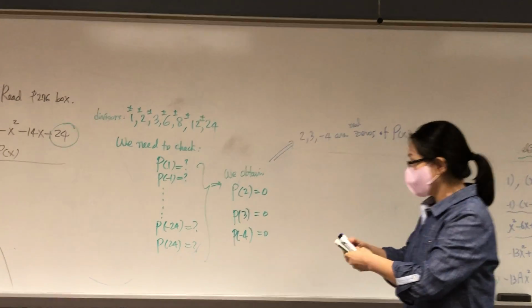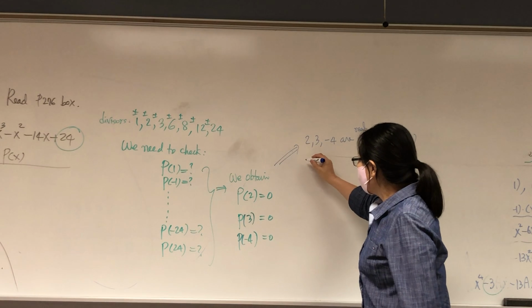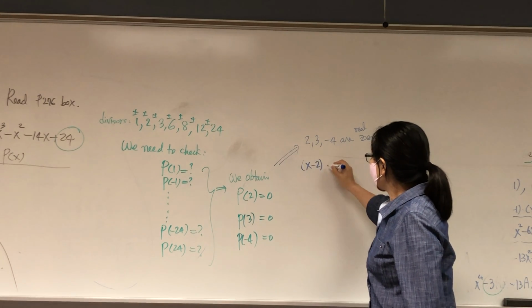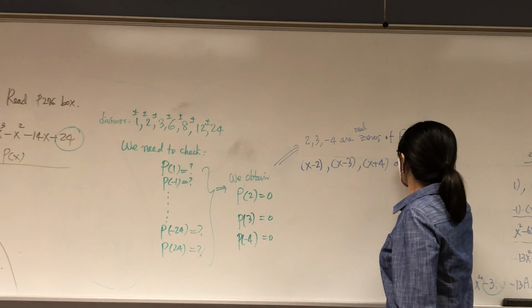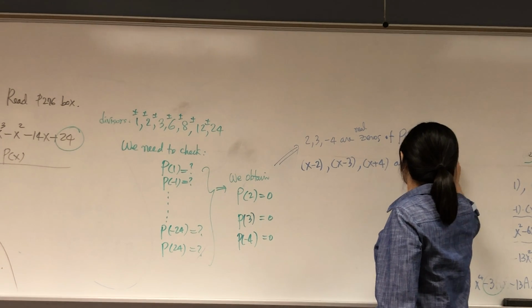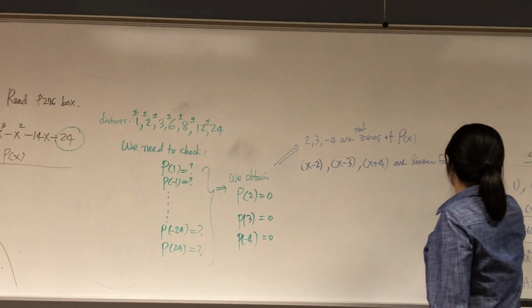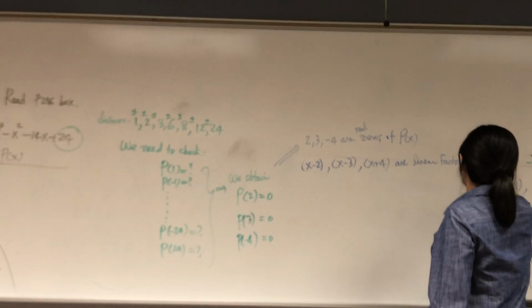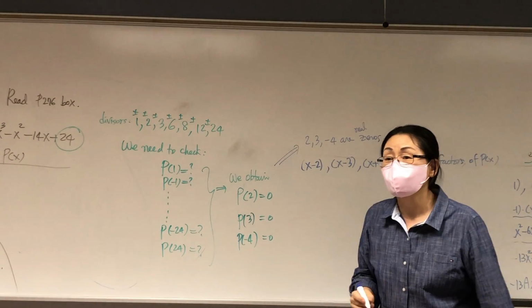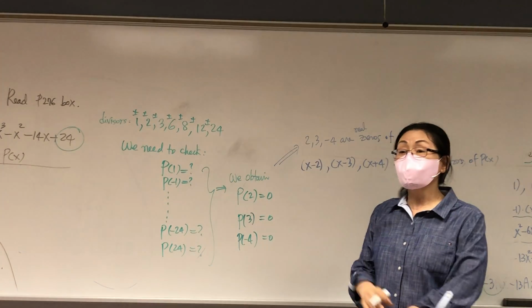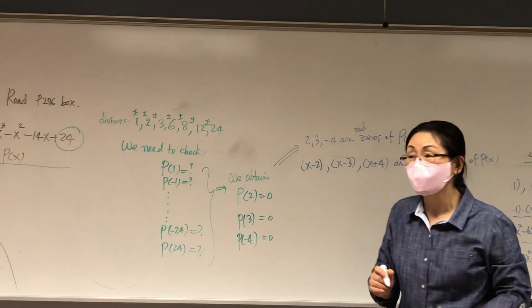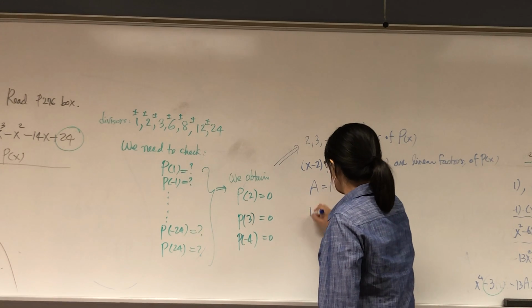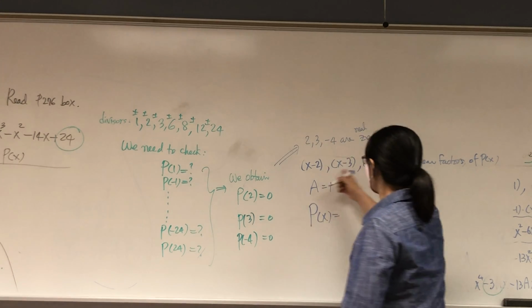Let's say, in this case, I already know the 3 linear factors. So now, what is your leading coefficient? 1. So you don't need A, your A is 1. So what is your P of X? Just the product of these 3 factors.